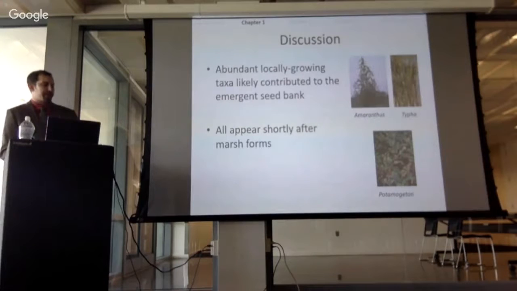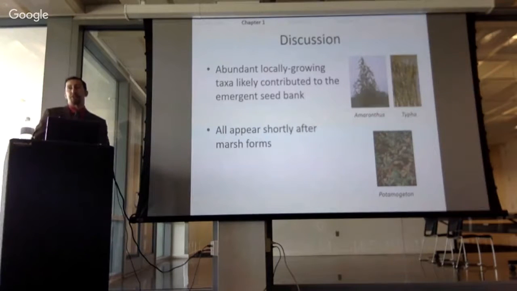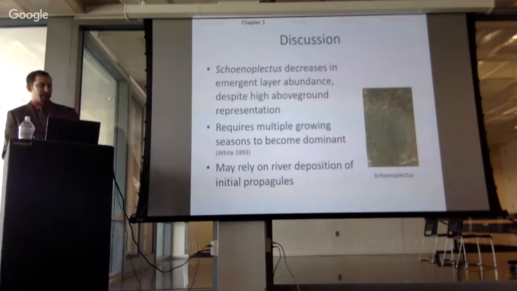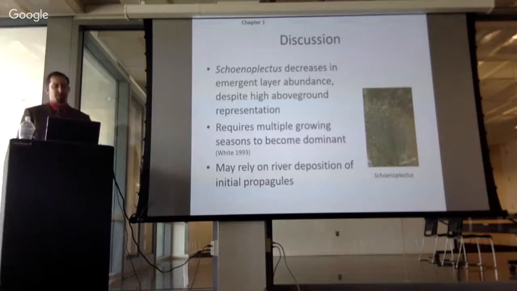We had these three taxa, Amaranthus, Typha, and Potamogeton, appear to be heavily contributing to the emergent seed bank after germination. They all show up within the first growing season. Interestingly, as I mentioned, Schoenoplectus decreased in the seed bank despite being well represented above ground. What possibly could be happening here?